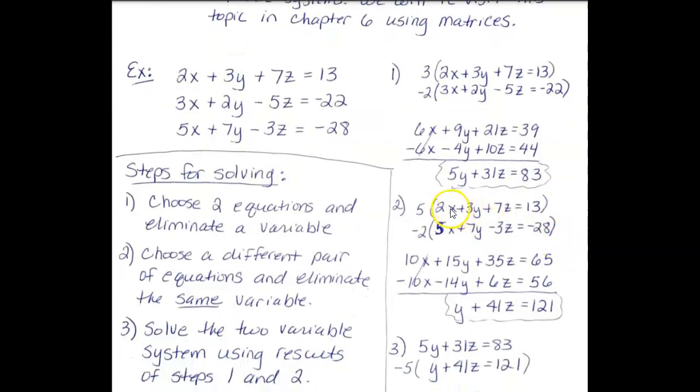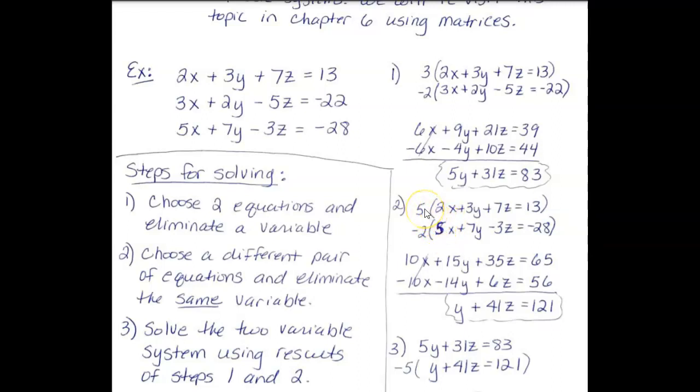Step 2, choose a different pair. So I chose to take the first equation and the last equation. And since I eliminated x in step 1, I have to eliminate x again. So if I want the x's to drop out, I have a 5 and a 2, so I need to make one of them a 10 and one of them a negative 10.